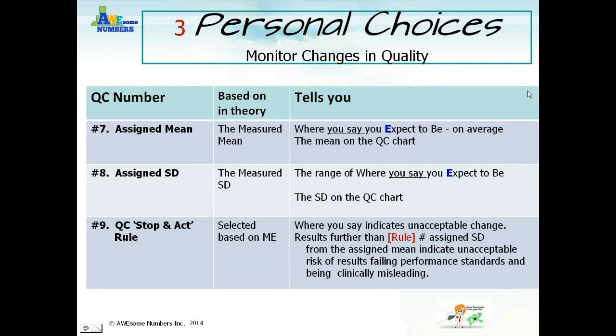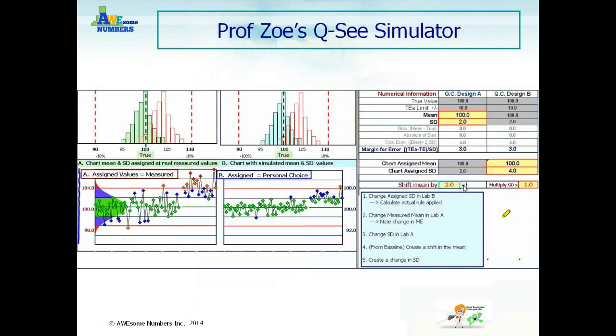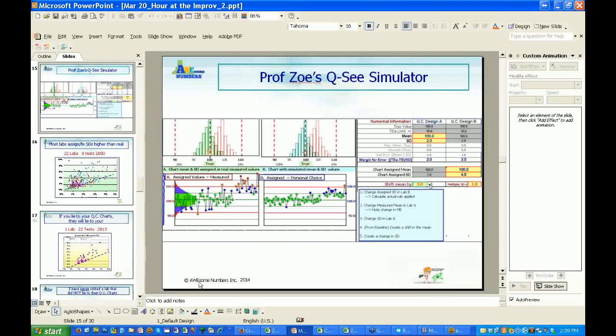So those four numbers, and then we have to make 3 personal decisions in how you're going to monitor those for change. What you're going to do is monitor the mean and SD and make sure that each value stays within the allowable error limits of the true value. So in order to detect change from that, you're going to set up a QC chart with a mean, an SD, and a QC rule. This is where it gets fun. Now we take it live.